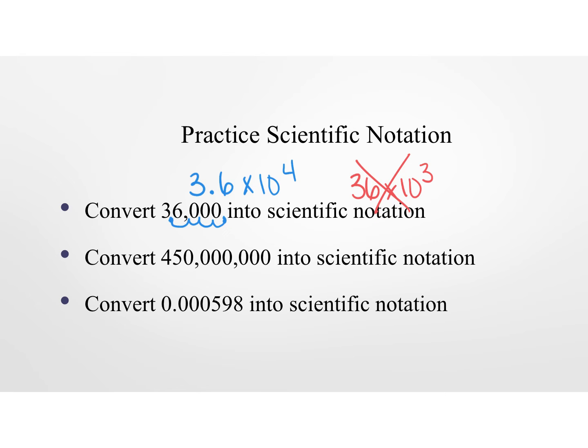You try the second one on your own. Convert 450 million into scientific notation. Do this on your paper and then we'll check answers. Okay, let's check answers. Someone tell me, what did you get?